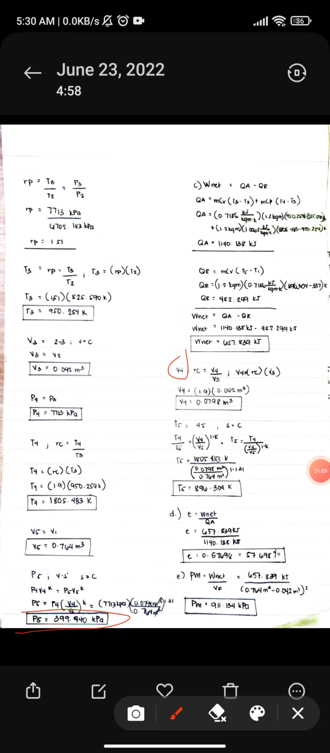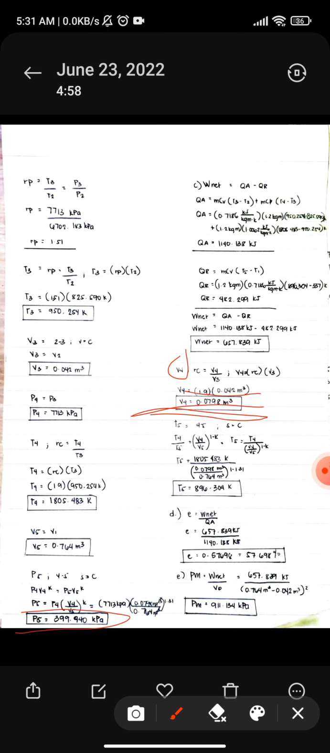For the V4 naman, the formula dito is RC equals V4 over V3. Derive lang natin yan. So yung magiging final formula natin is V4 equals RC times V3. Substitute tayo. V4 equals RC na 1.9 times V3 na 0.042 cubic meter. So yung V4 natin is equal siya sa 0.0798 cubic meter.